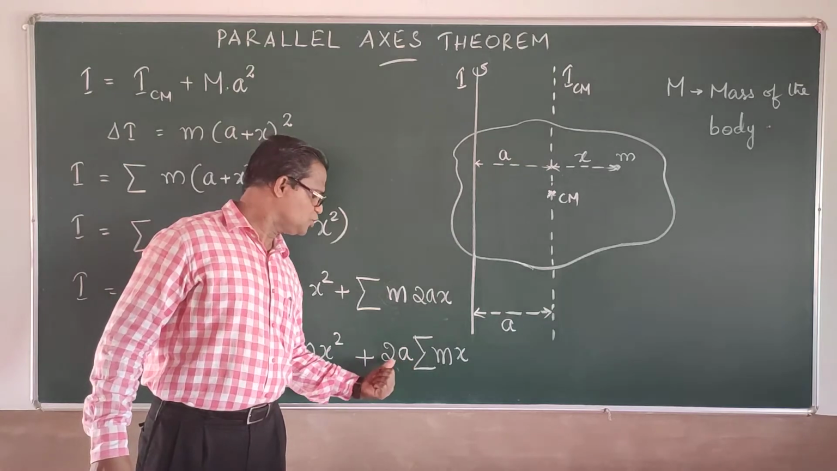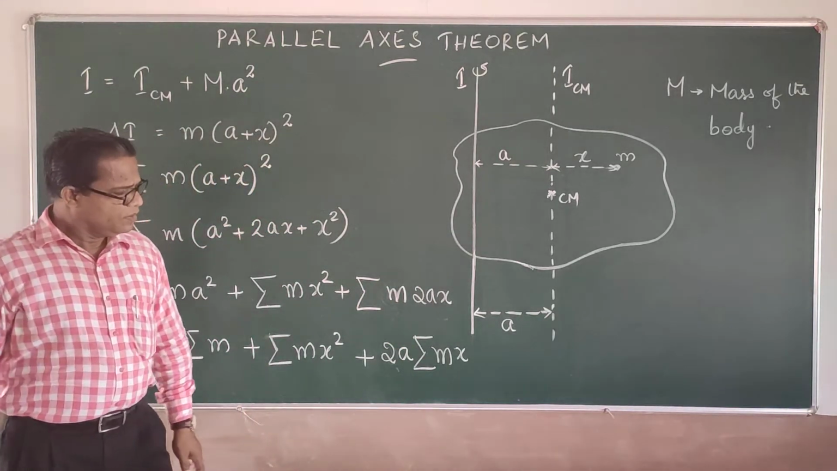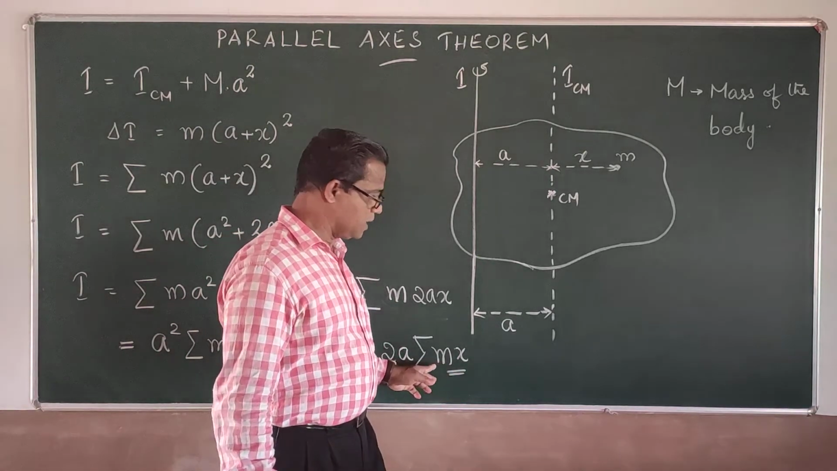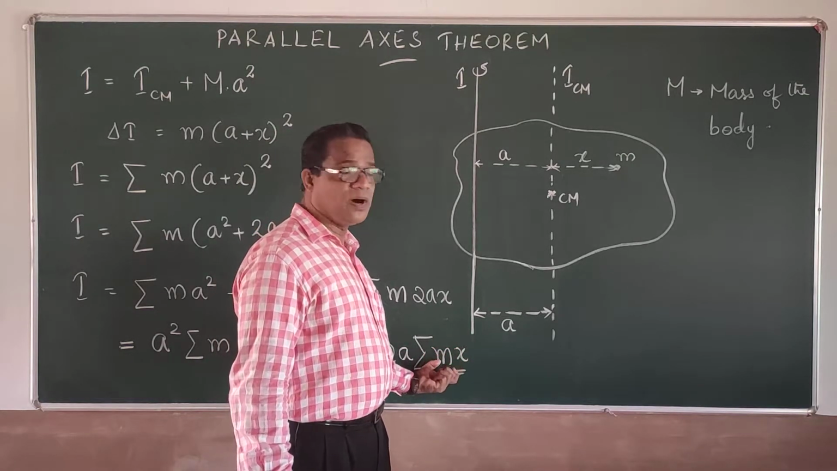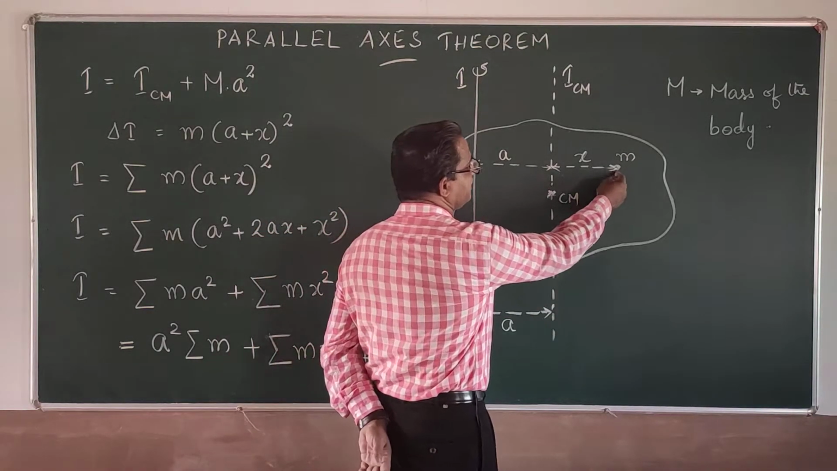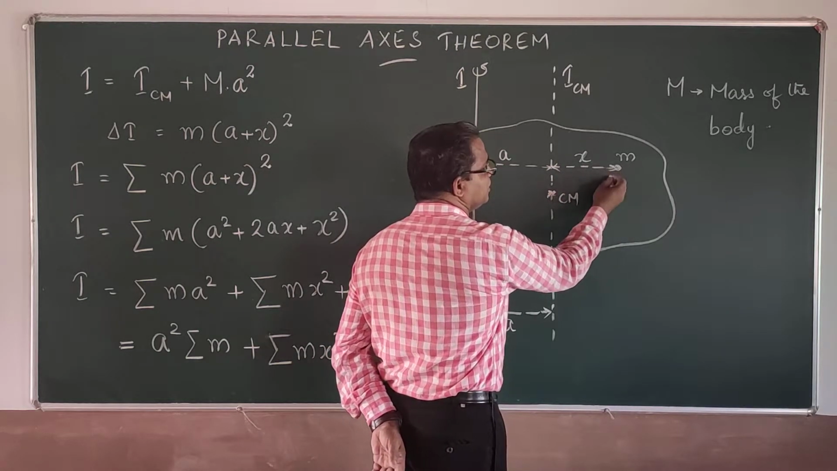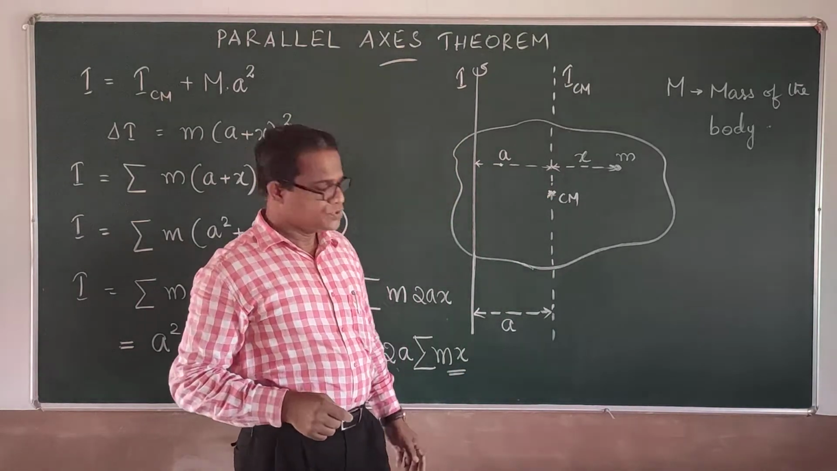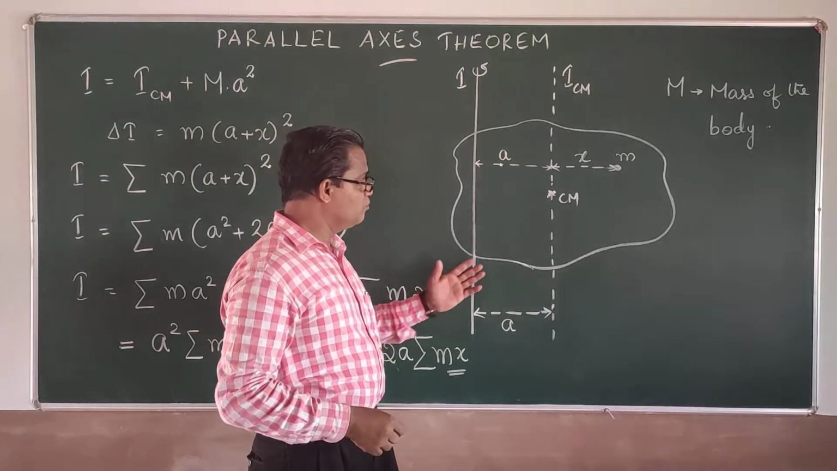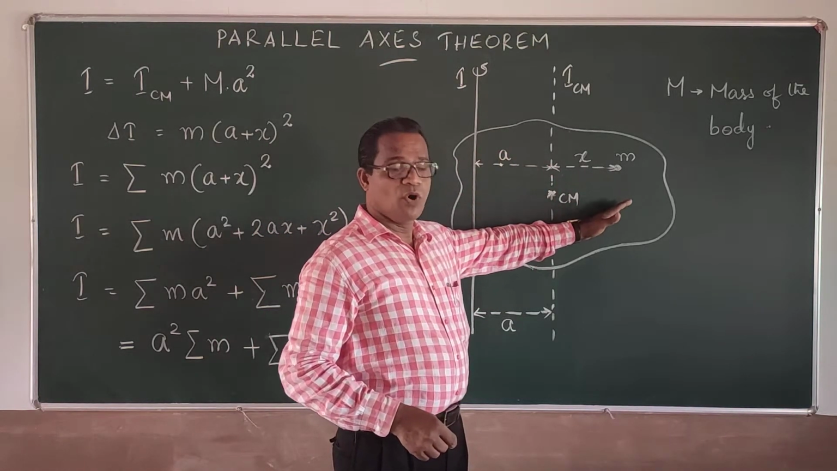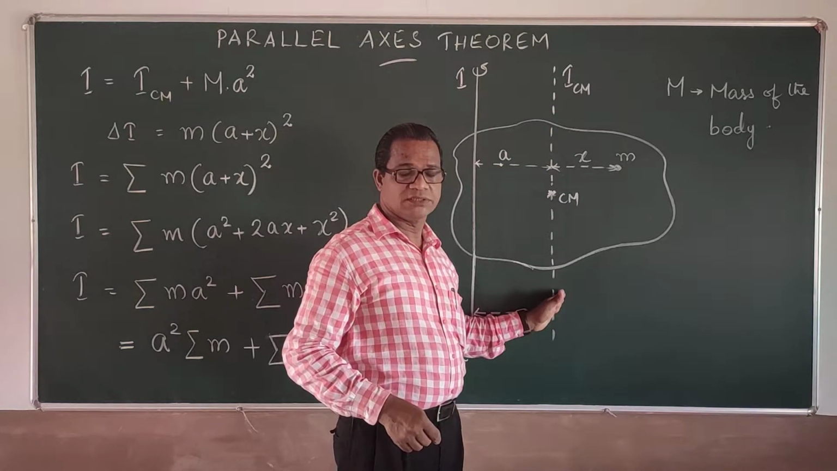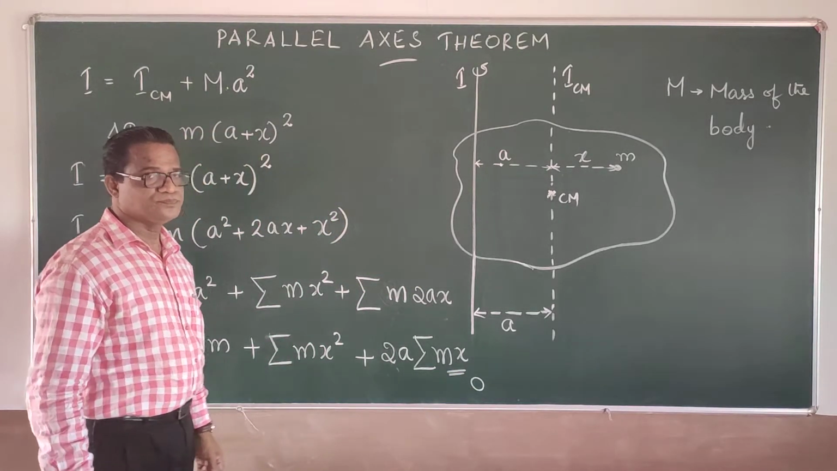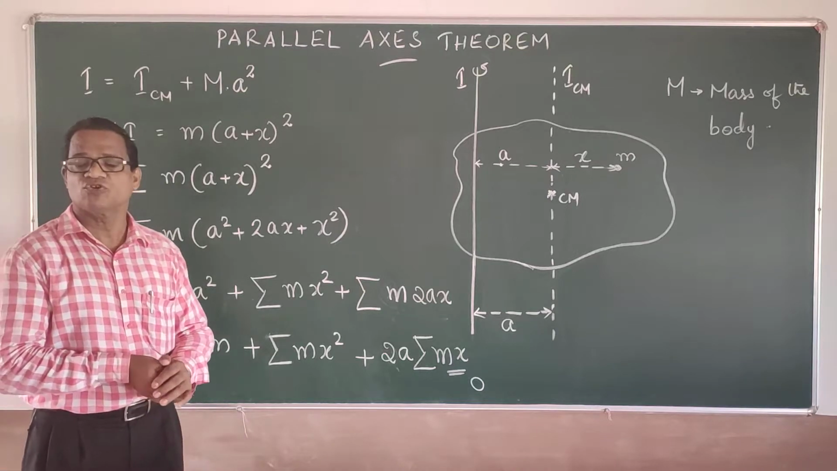2a is constant, I can take that 2a out, but sum over mx, m into x, can be taken as the moment of the mass. If I take the mass m here, there will be an m into x. Exactly like this, on this side also there will be an m into x. So the moment of the mass summed over this body about the center of mass axis, if you consider, will be 0. This part will be 0, as it is taken with respect to the center of mass axis.